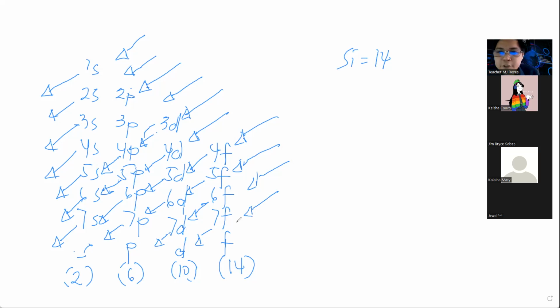Let's take silicon, which has an atomic number of 14. So let's start here. The movement is from here going there and there and there and there and so on. So let's have 1s.